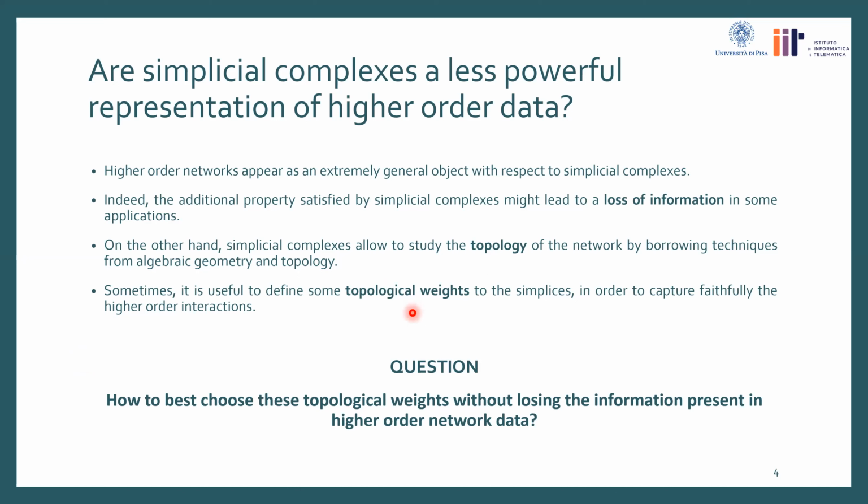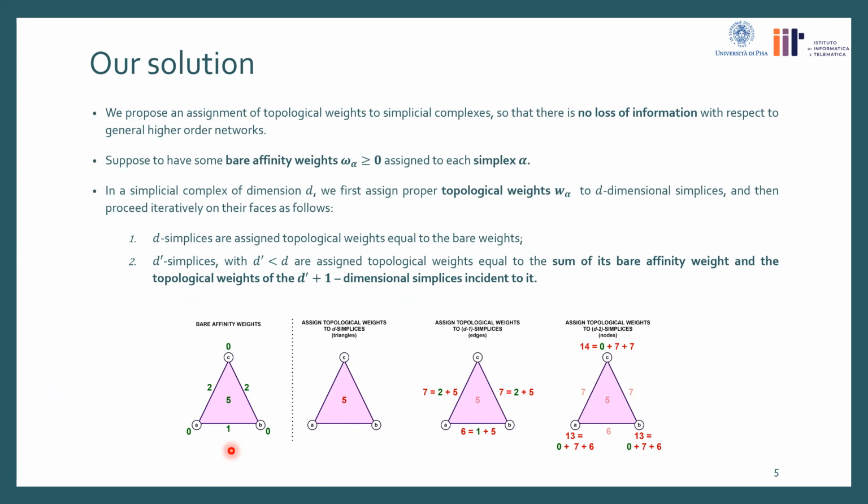So we will introduce some choice, some assignment of topological weights to the simplices, so that the original information about the higher order interactions among the objects you have can be fully reconstructed. Okay, so there will not be a loss of information, and at the same time you will be able to use topological and algebraic geometry concepts to unveil topological properties of the network. So let's see how to best choose such topological weights. The idea is pretty simple.